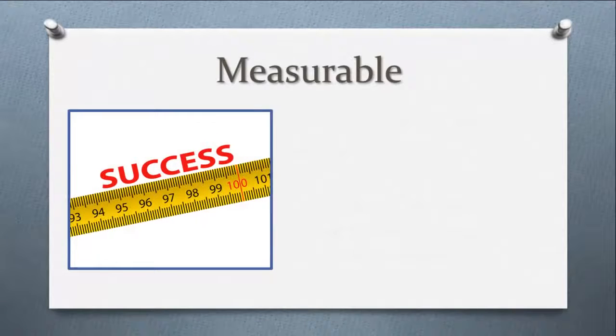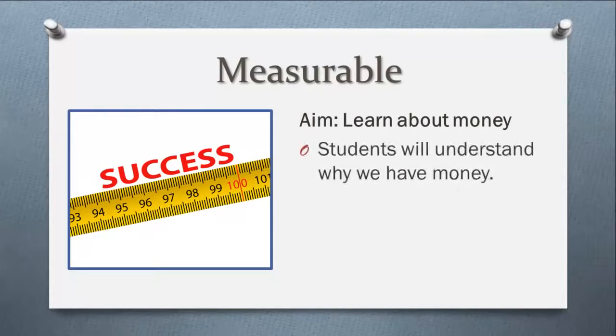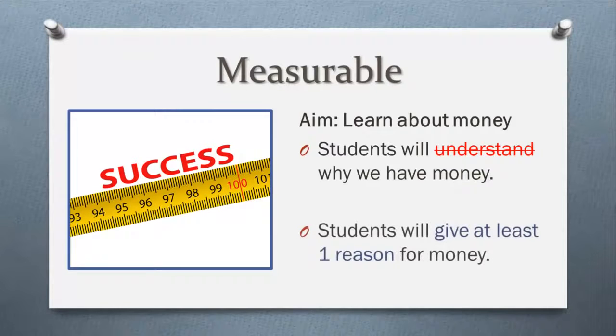This means that you can actually carry out some form of assessment to check that your objectives have been met. If your aim was to learn about money, you might write the objective, students will understand why we have money. But we have no way to test whether a student has understood something. You could ask them, and even though they say they have, they haven't. So we could change this to students will give at least one reason for money. This is measured by default as each student will give a reason, and you can check that it is correct.